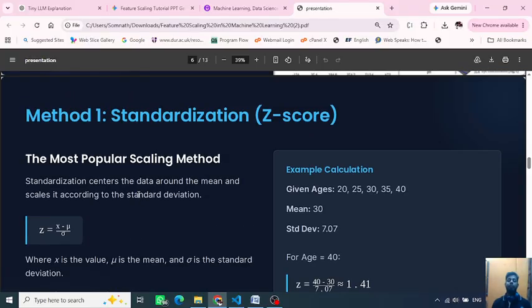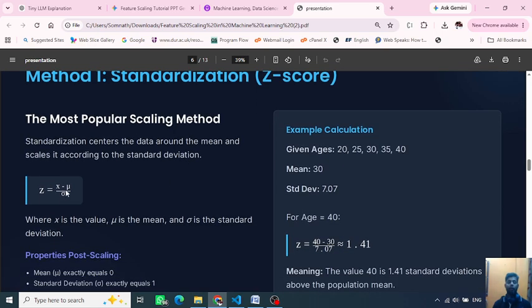There are several types of methods to standardize or scale your data. One is standardization, or Z-score, which I already discussed previously. This is the formula: x minus the mean, divided by the standard deviation. This is the formula of Z-score standardization.